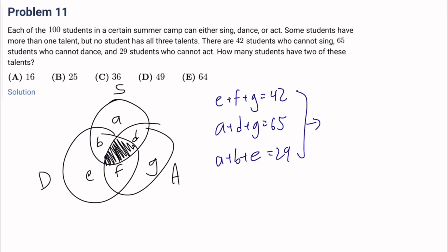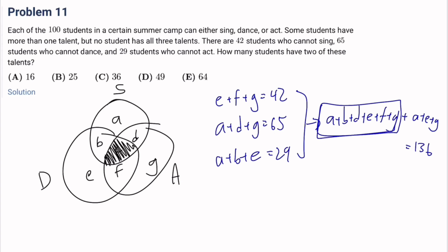So if we just add all of these up, that gives us A plus B plus D plus E plus F plus G. But then we have to do plus A plus E plus G one more time. This is going to be equal to 136. And since we know that this is the sum of everybody, no C because that's just 0, this is going to be equal to 100. So that means A plus E plus G equals 136 minus 100, which is 36.